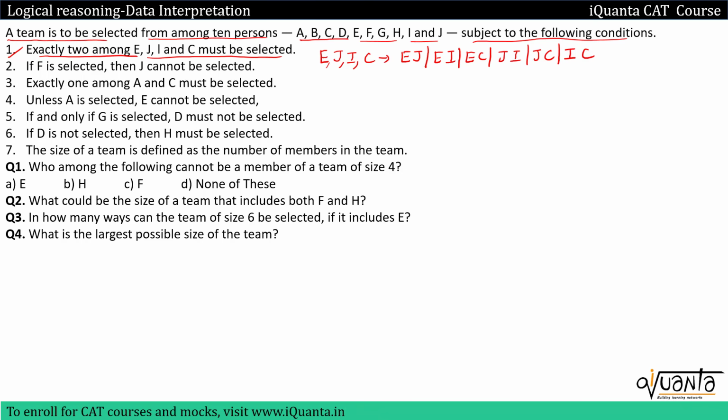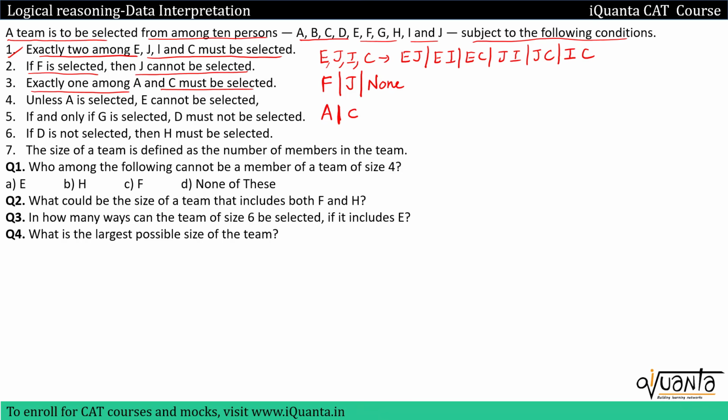Next condition is if F is selected, then J cannot be selected. So that means F and J cannot be together. So either F can be in the team, or J can be in the team, or none can be in the team. Then next condition is exactly 1 among A and C must be selected. So between A and C, we will have to select either A or C. We cannot select both. There won't be any case in which we have neither A nor C. We have to select exactly one of them.